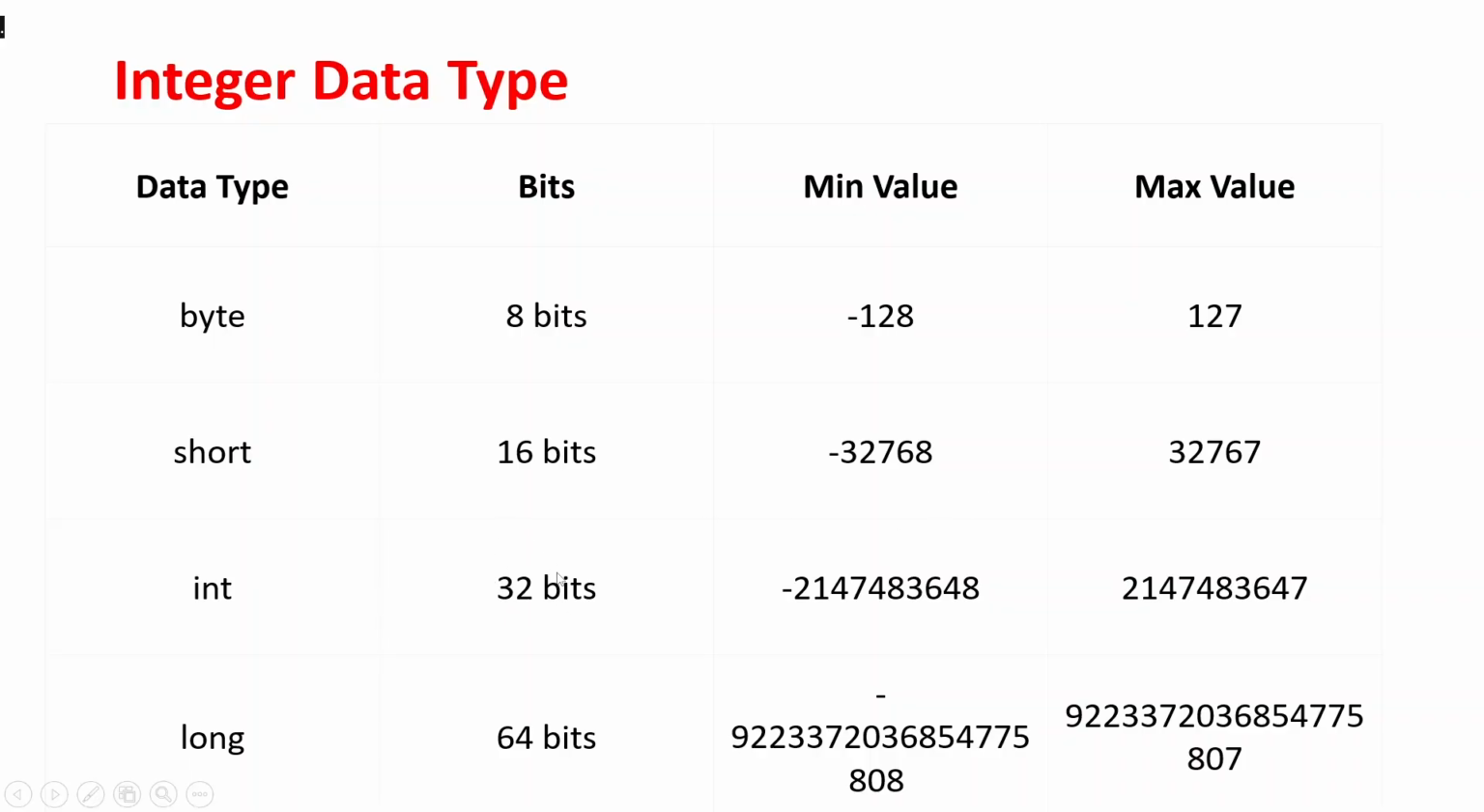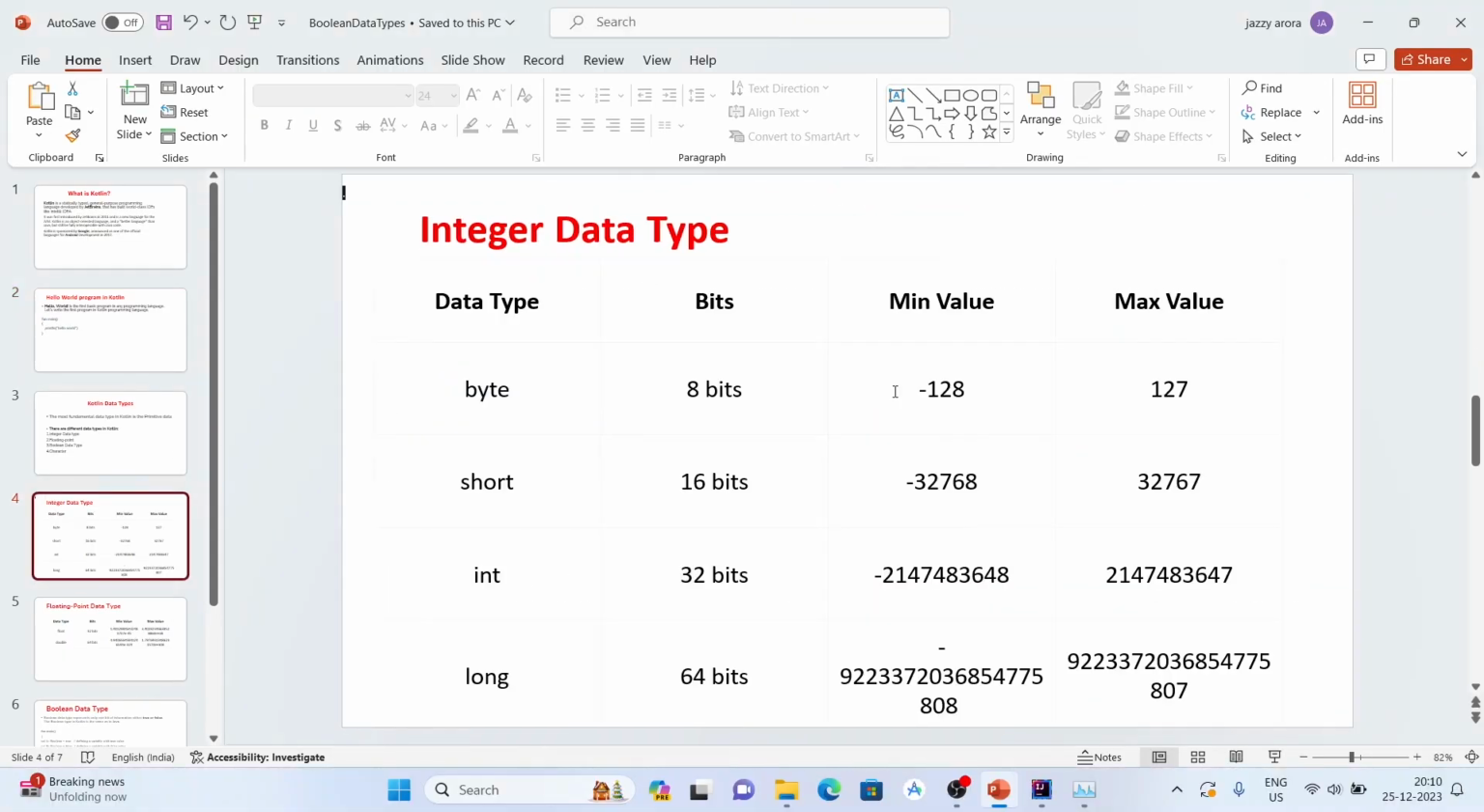And next is integer data type. It takes 32 bits of memory and its minimum value is -2147483648 and the maximum value is 2147483647. And next one is long. It takes 64 bits of memory and its minimum value is following and its maximum value is following. Let's talk about it by doing one practical.